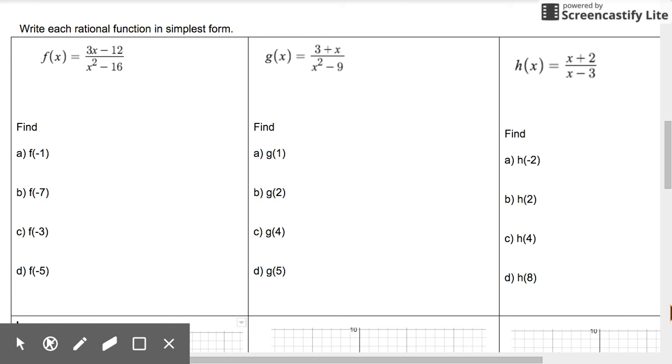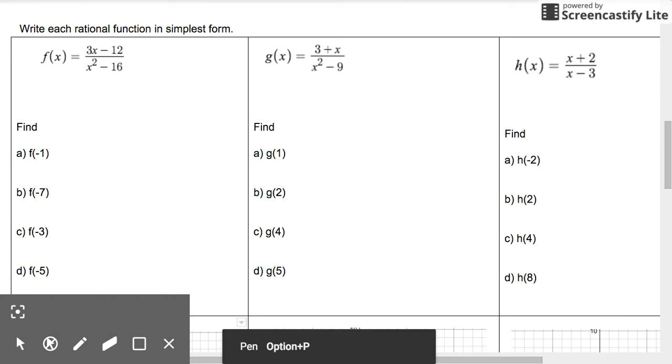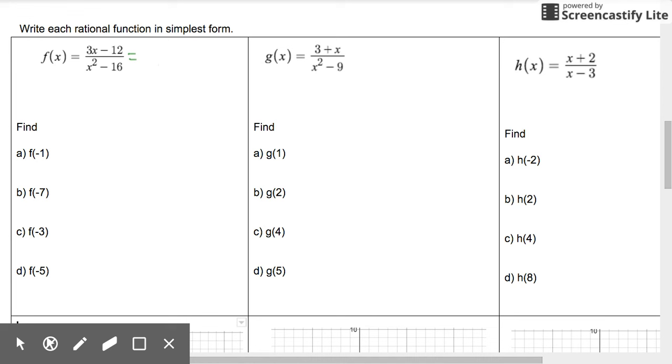In this video, we are going to write each of these rational functions in simplest form. They are called rational functions because the numerator has a polynomial, and in the denominator, we also see a polynomial. So we see here a ratio of two polynomials. To simplify, we need to factor both numerator and denominator.